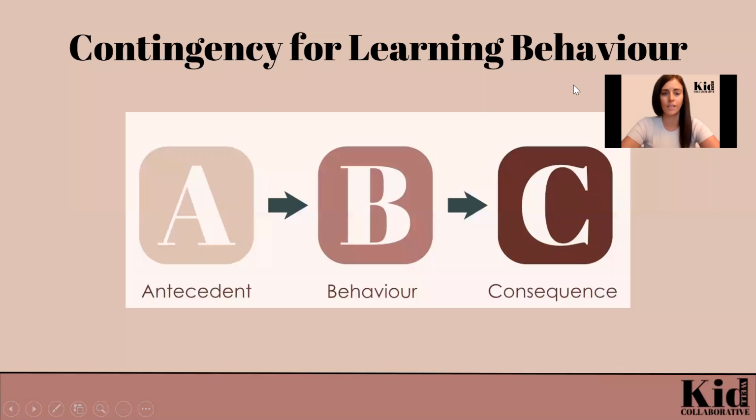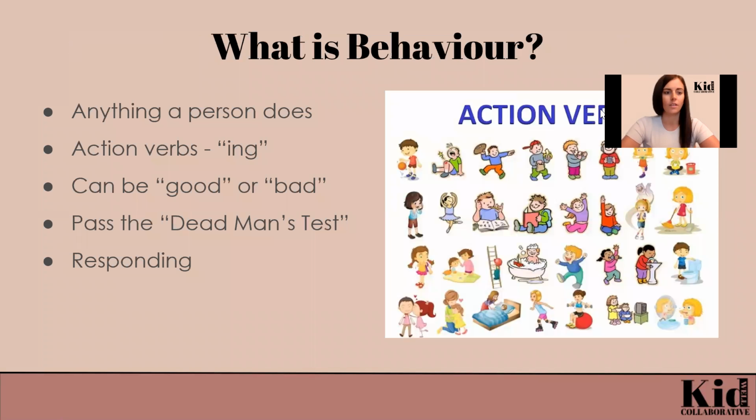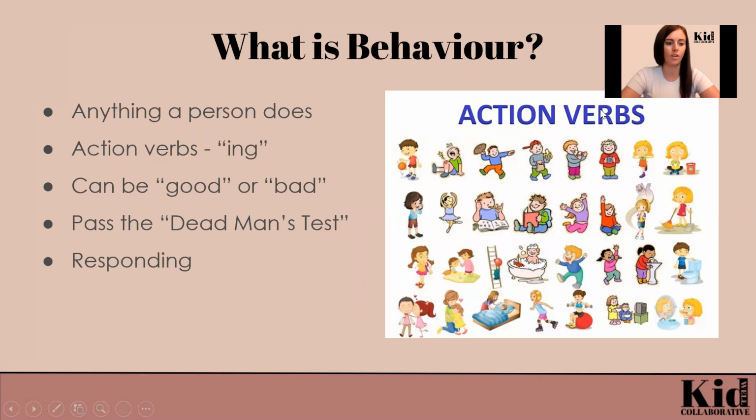The first part of the contingency that we're going to talk about is the middle part, which is behavior. So the B in ABC stands for behavior. So let's talk about what is behavior. This may seem like a very obvious concept, but it's more than you think. Behavior is anything that a person does. Think of an action that you've done, any action.